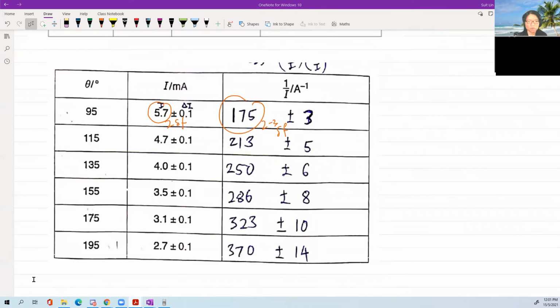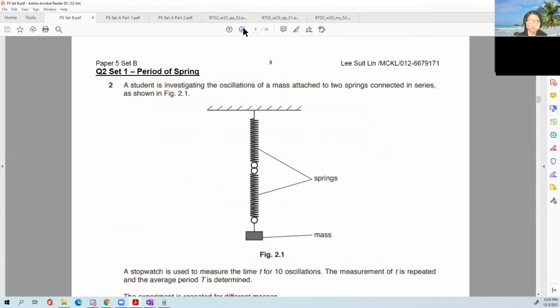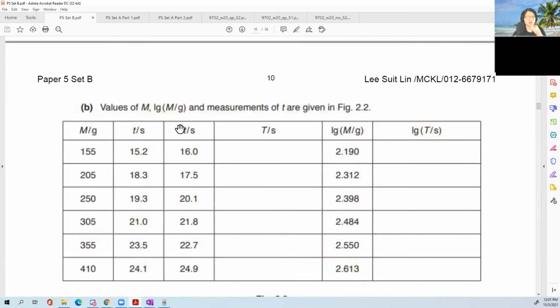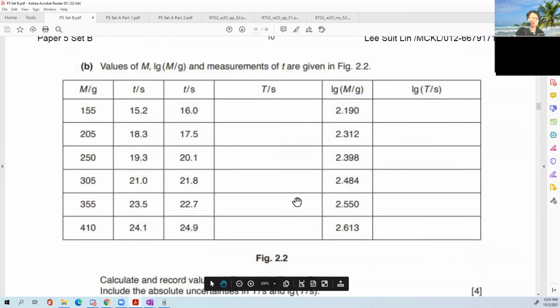There is one particular one in set B that I want to point out. This is a slightly anomalous case. For set B, you see this one? This one has log, which is okay, and T. And you see, include absolute uncertainties in T and in log T and S. So they need absolute uncertainty here, and I also need absolute uncertainty here. So sometimes students get confused. This one has absolute uncertainty, which is half the range. So the uncertainty for this is half the range of these two numbers.